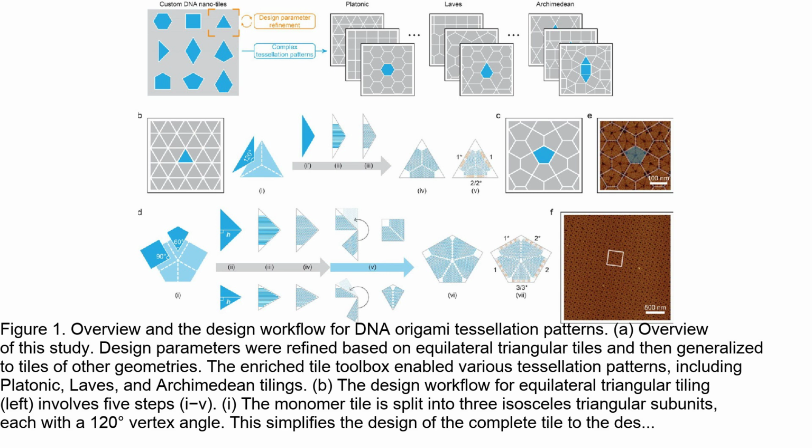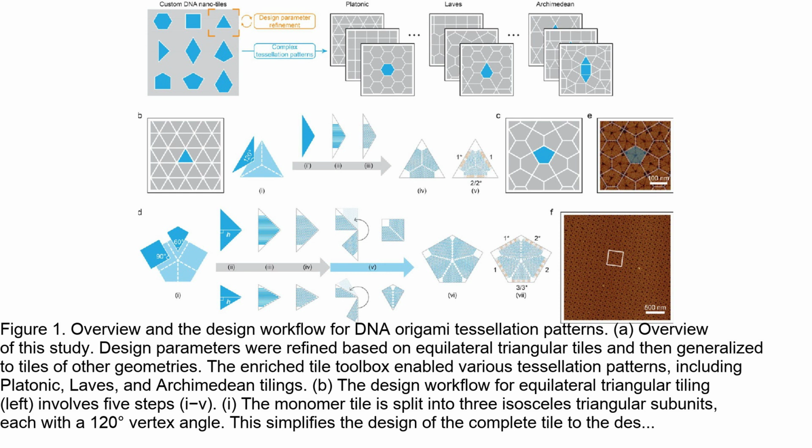These steps include splitting the monomer tile into isosceles triangular subunits, depicting the subunit with parallel line segments, converting the line segments into DNA double helices, fitting 3 copies of the subunit together to create the prototypic tile, and finalizing the design by generating the scaffold strand and staple strands. Panel C illustrates the design workflow for chiral-pentagonal tiling, which requires a different splitting strategy and an additional reconfiguration step compared to equilateral triangular tiling.